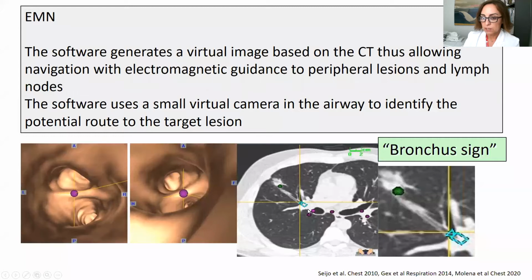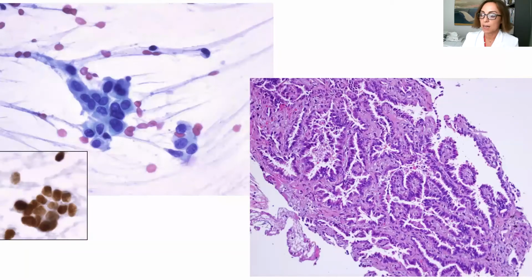And the important thing is that the software uses a small virtual camera in the airway to identify the potential route to the target lesion. But the important point for this technique to be effective and sensitive is what we call the bronchus sign. The bronchus sign is this: the lesion has to be in the way of the bronchi, because the needle goes to the bronchi and stops because the lesion is here. If the bronchus sign is not present, the sensitivity of the technique decreases a lot. And this is an example of this.